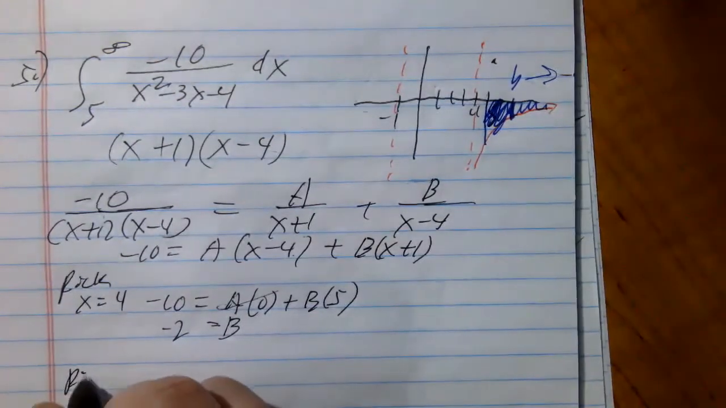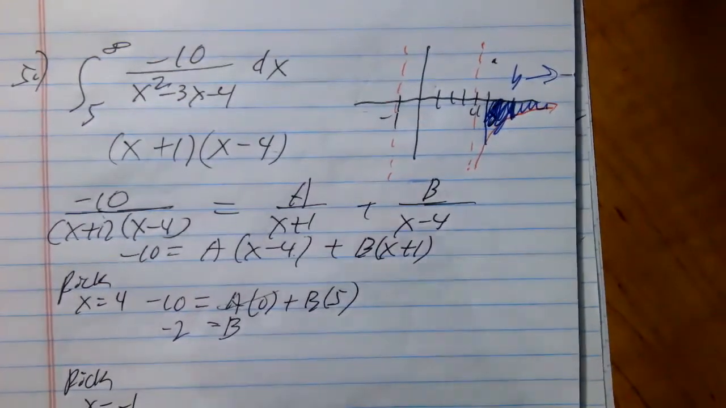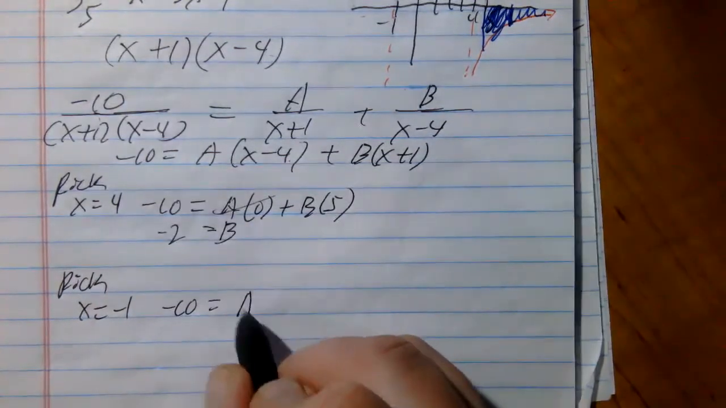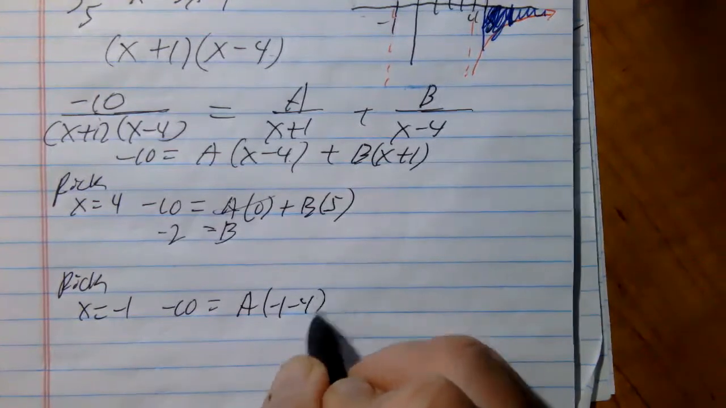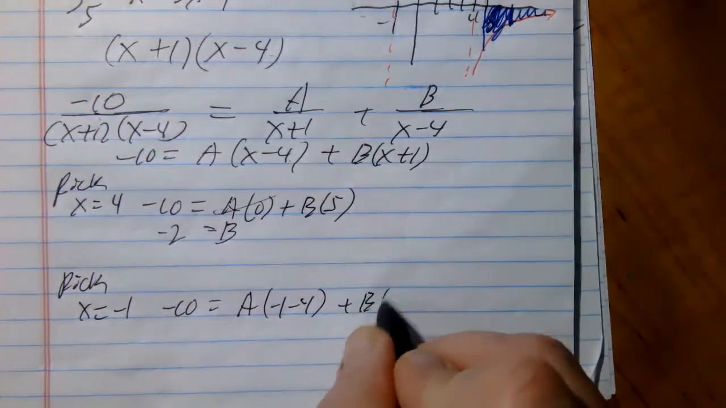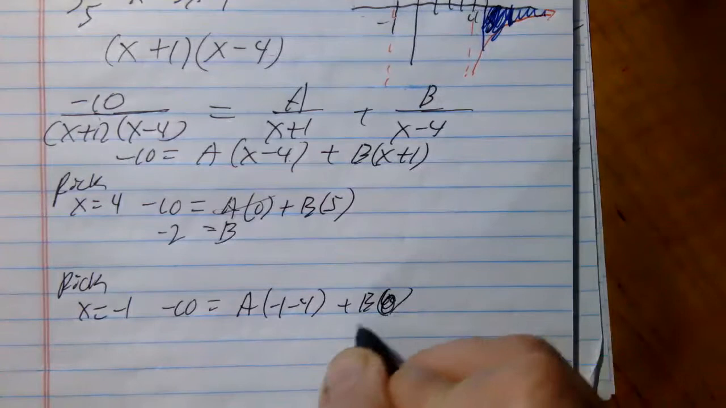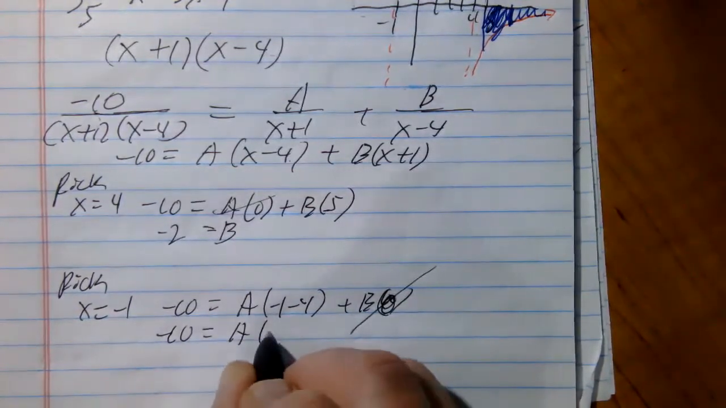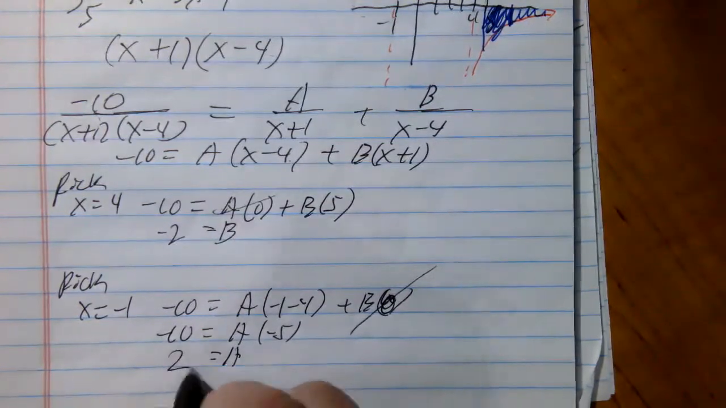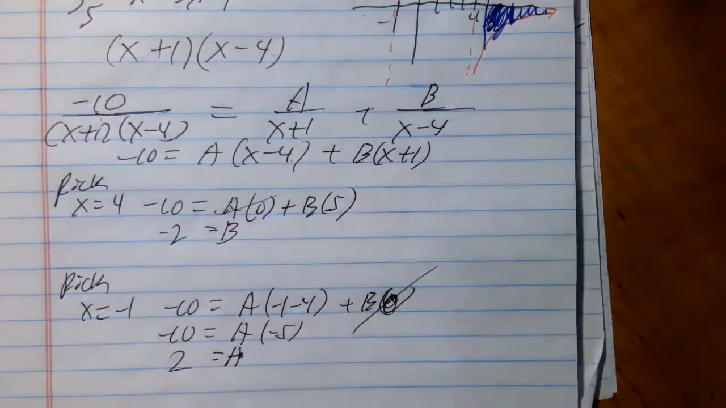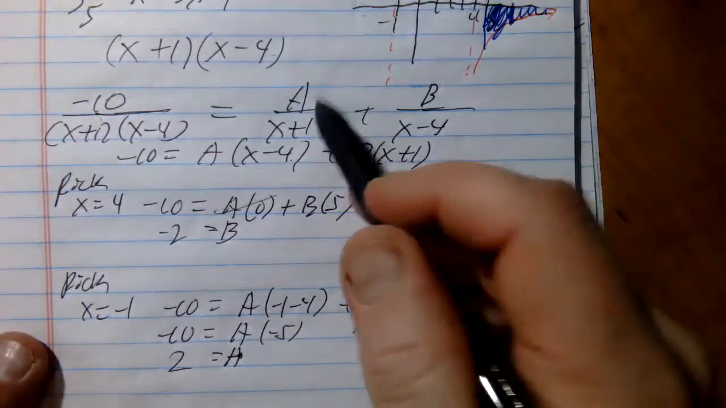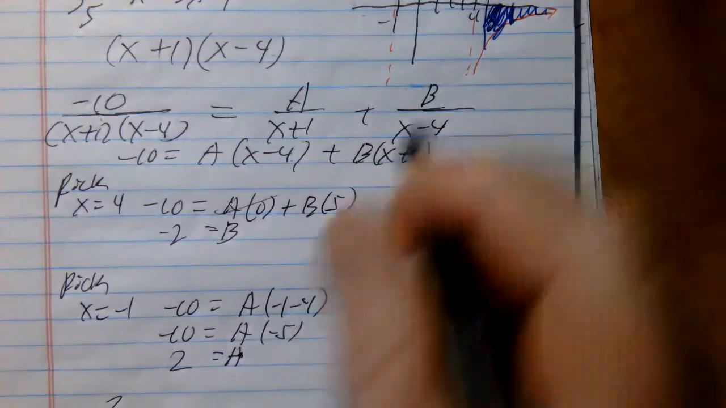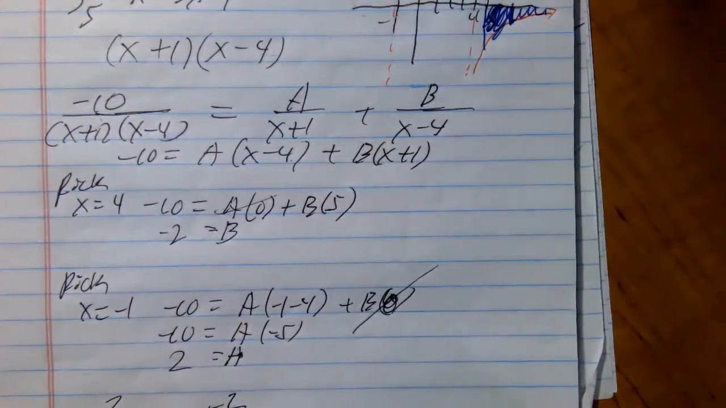And you could do the same thing if you were to pick x equals negative 1. Because if I pick negative 1 now, this is still negative 10. This would be a times negative 1 minus 4. But the whole point is then this would be b times 0, and it goes away. In essence, you've got negative 10 equals a times negative 5, so then a would now be positive 2, right? So coming back here, a is 2, so you're looking at 2 over x plus 1, and then plus b, which is the negative 2 over x minus 4.